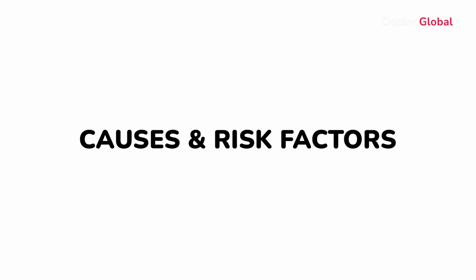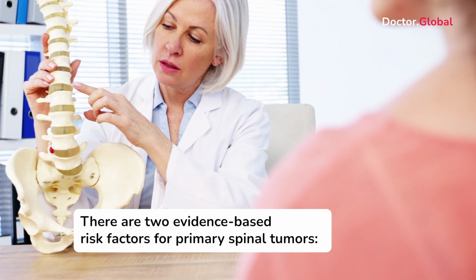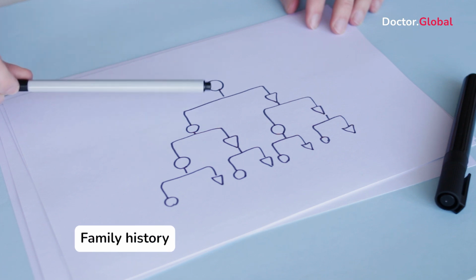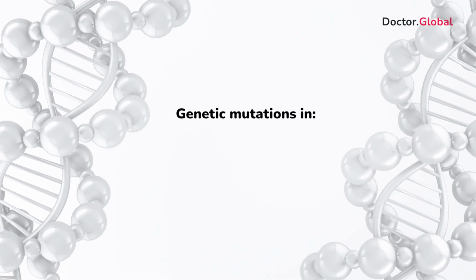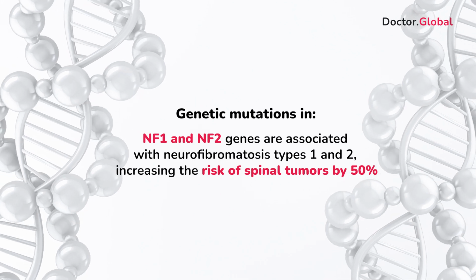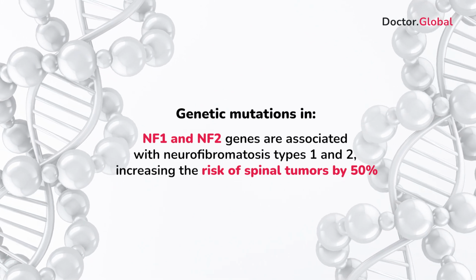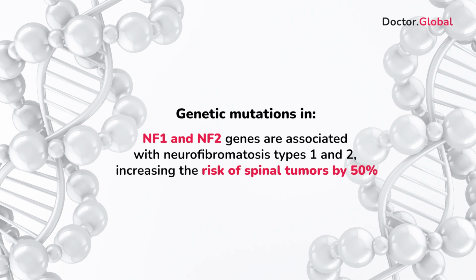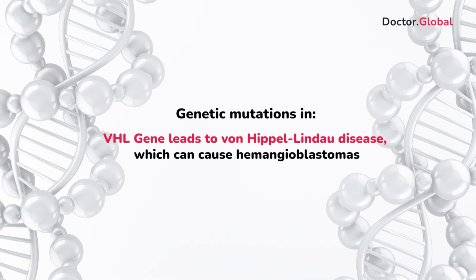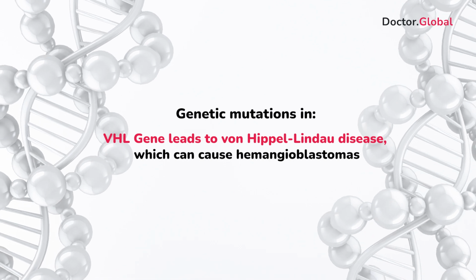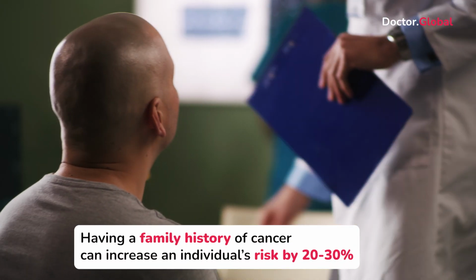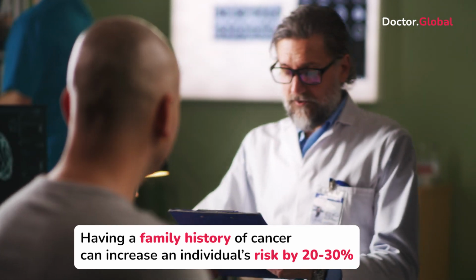Causes and risk factors. There are 2 evidence-based risk factors for primary spinal tumors: genetic abnormalities and a family history of spinal cancer. Genetic mutations in NF1 and NF2 genes are associated with neurofibromatosis types 1 and 2, increasing the risk of spinal tumors, such as schwannomas and meningiomas, by 50%. VHL gene leads to von Hippel-Lindau disease, which can cause hemangioblastomas. Having a family history of cancer can increase an individual's risk by 20–30%.